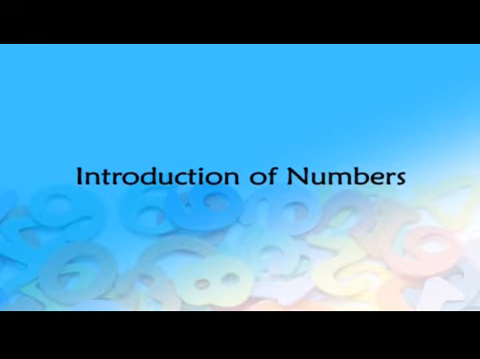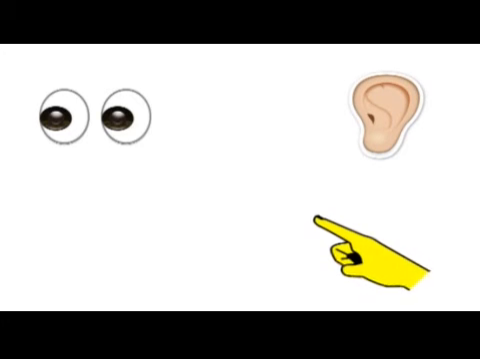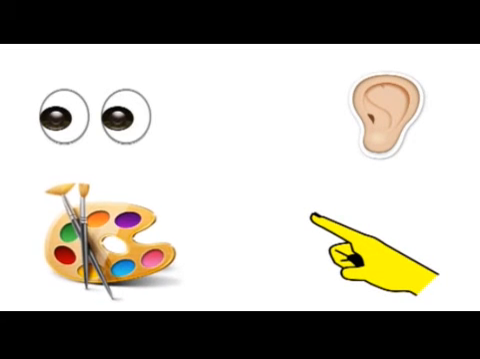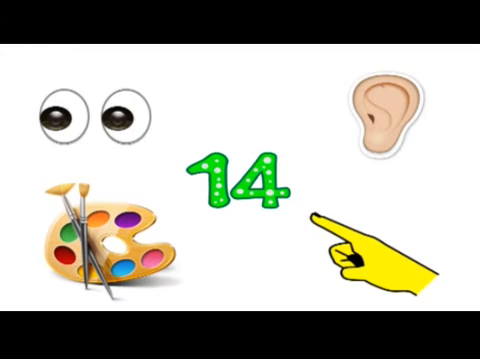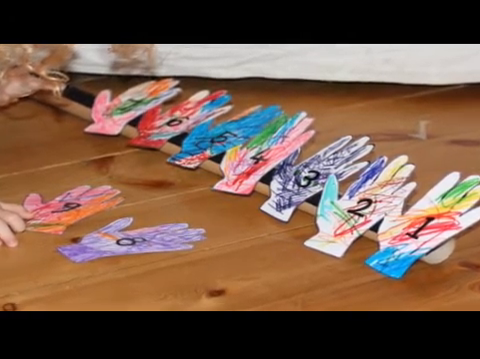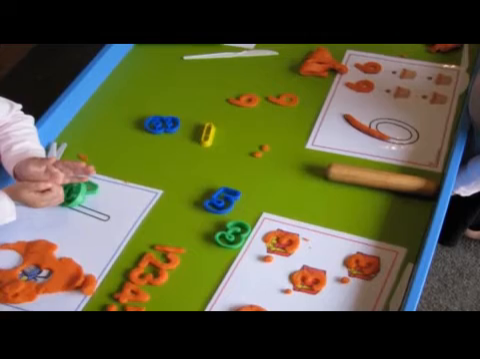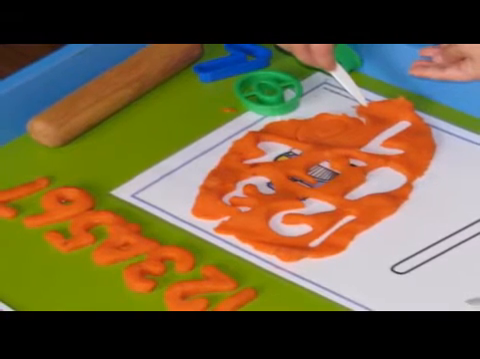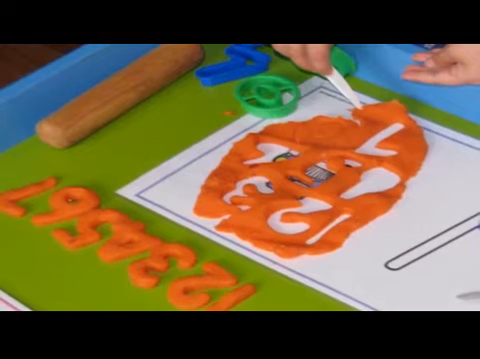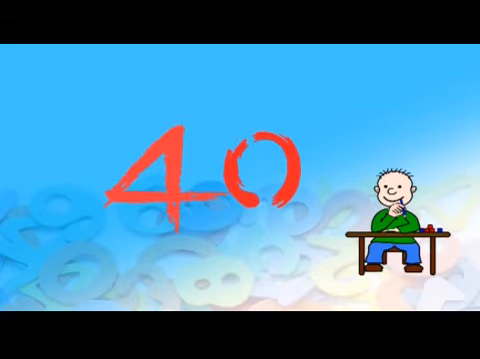Now coming to lesson 2, where we start the introduction of numbers. They need to see the number, hear the number, feel the number and color the number. For example, number 14. Help the child to identify and stick the number, make the number with the dough or with clay. Simultaneously, the child also needs to know the formation of numbers, where he uses standing lines, sleeping lines, slanting lines and curves to write the numbers.